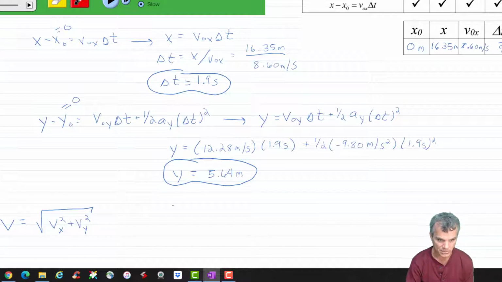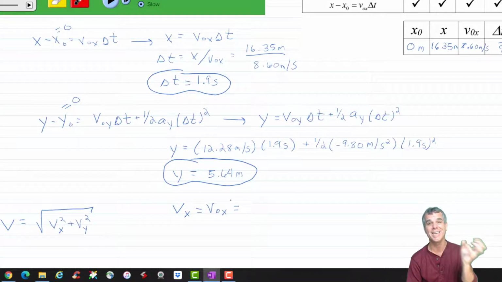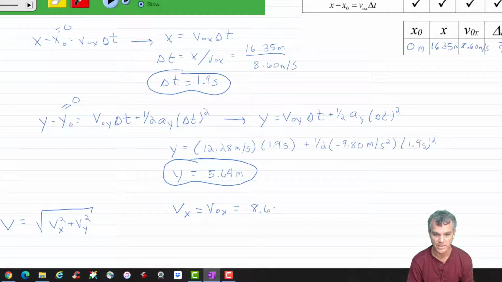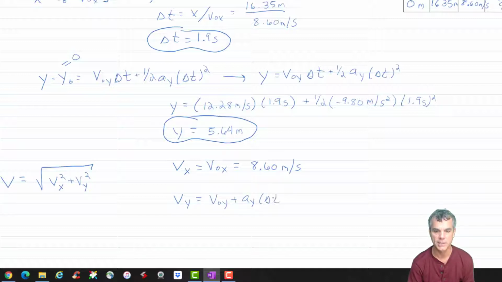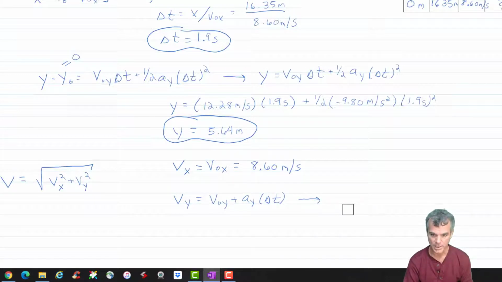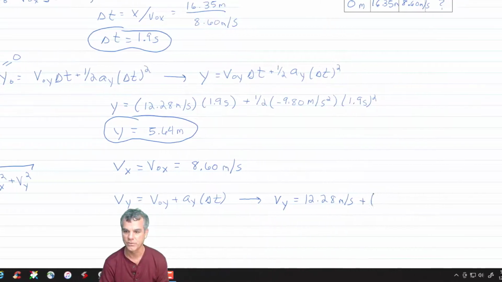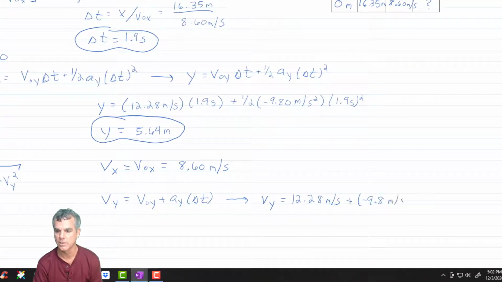Well, keeping in mind that velocity in the x direction doesn't change, I know my velocity in the x direction at any time is going to be the same as the initial velocity in the x direction, 8.6 meters per second. Now to figure out the velocity in the y direction, I'm going to use vy equals v naught y plus ay times delta t. Solving for vy, what I get is vy equals 12.28 meters per second plus a negative 9.8 meters per second squared times 1.9 seconds.